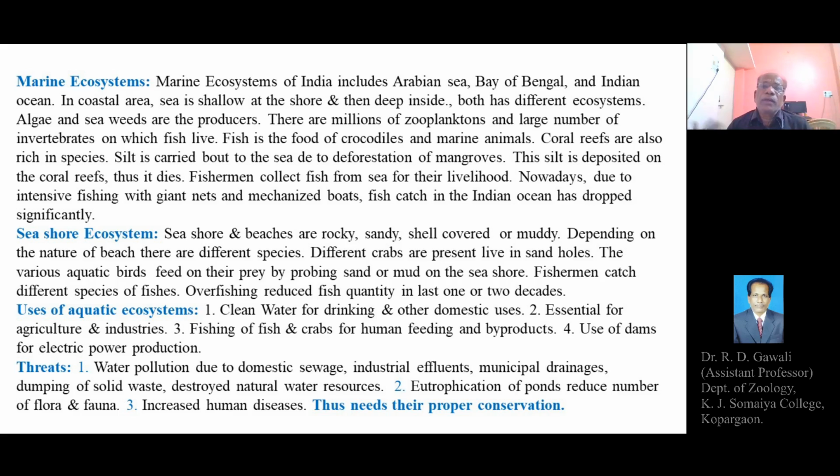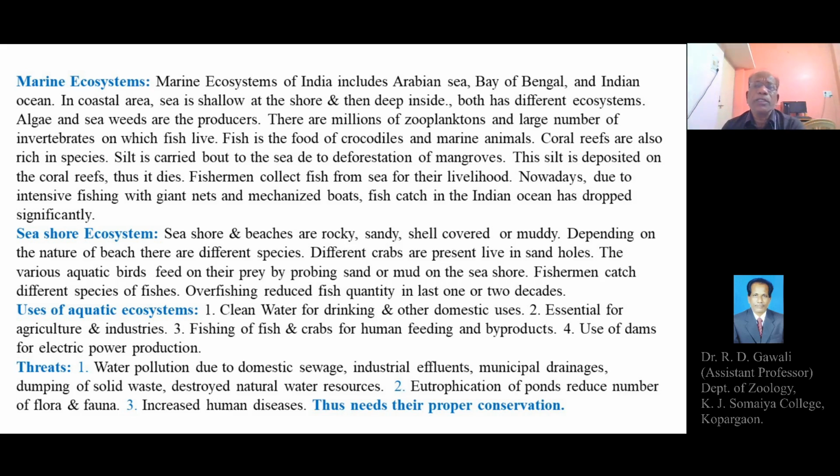So, different crabs are present along the sea beaches, living in the sand holes, and the various types of aquatic birds are feeding on their prey like fish or mollusks, whatever reaches the seashore, that are captured by a number of aquatic birds, or they can probe or insert their beak in the sand, from where they can collect their prey or food organisms from the sand or mud on the seashore.